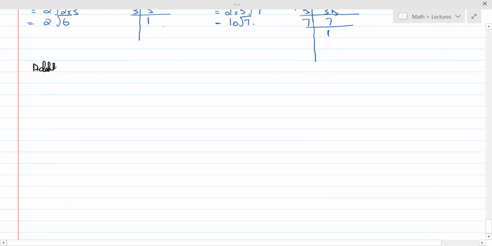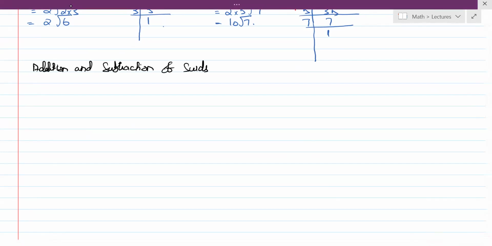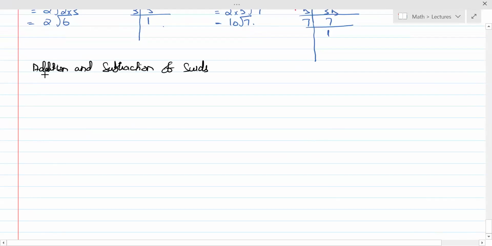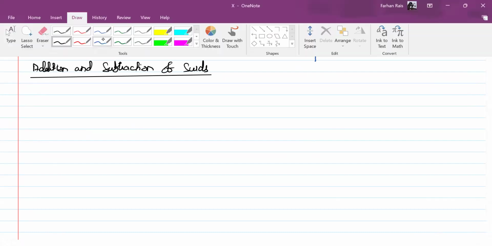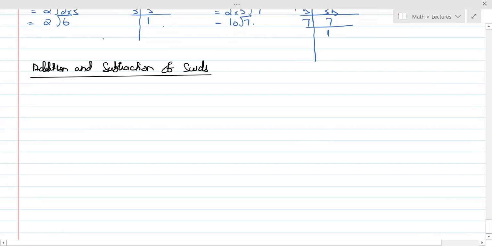Addition and subtraction of surds. Multiplication and division we'll look at later, and for multiplication and division there are certain rules to be followed, so we'll do that later. Now for addition and subtraction, we have to recall the concepts of algebra learned previously.